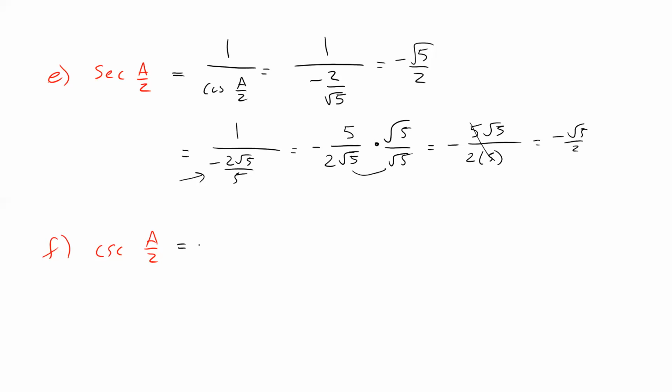And boom, all yours for cosecant. Oh, Matthias. Hi, Matthias. Good morning to you. Cosecant A over 2. That is what it says. I'm sorry, not wrong. I agree.